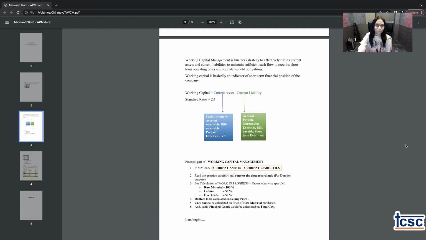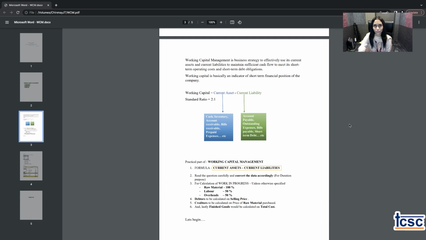The formula is very simple. It is current assets minus current liabilities. You definitely know what current assets are. They are your cash, your inventory, your accounts receivable, bills receivable, prepaid expenses, etc. Minus your current liabilities. Current liabilities include your accounts payable, outstanding expenses, bills payable, short-term debts, short-term obligations, etc. The standard ratio for maintaining this is 2:1.